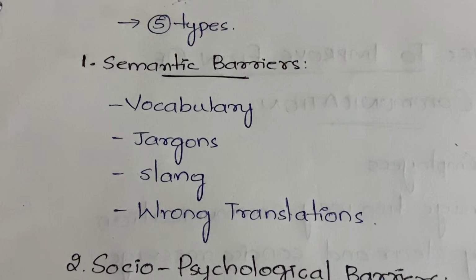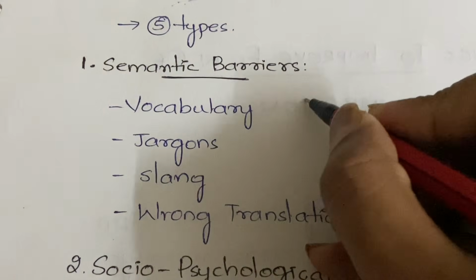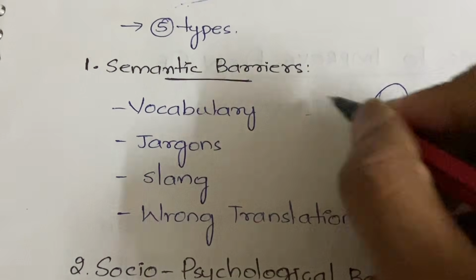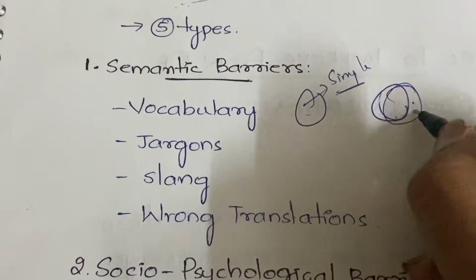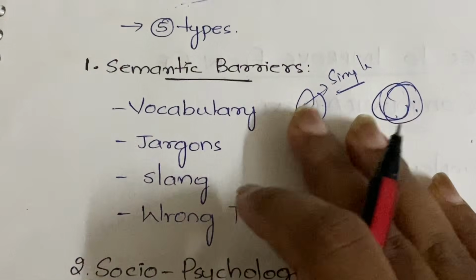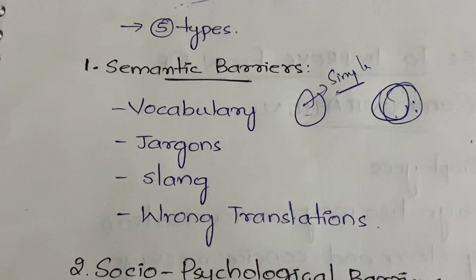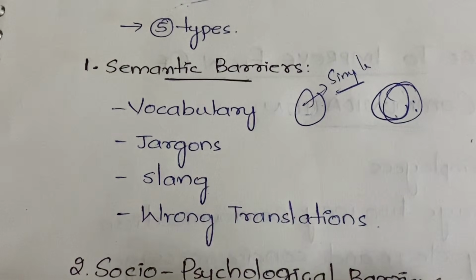Let us not waste time, but you understood what vocabulary is, right? Simple words. If one person is using simple words and the other person is using high level words, then this simple person cannot understand what the high level words person is speaking, because his vocabulary is different. The words he is using are different. Vocabulary is nothing but the words we are using, right? So obviously this person cannot understand. So that is about vocabulary.